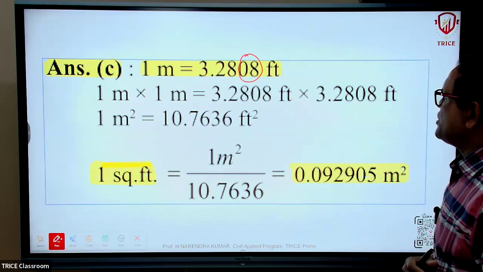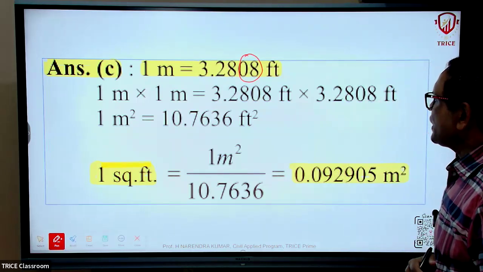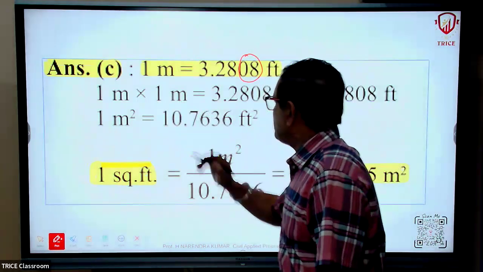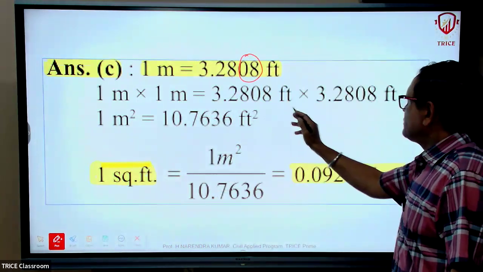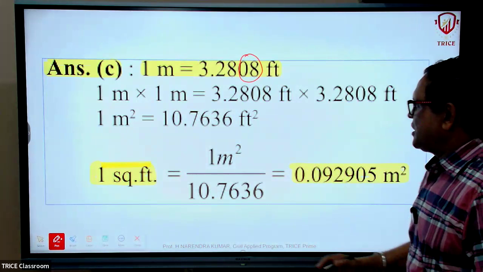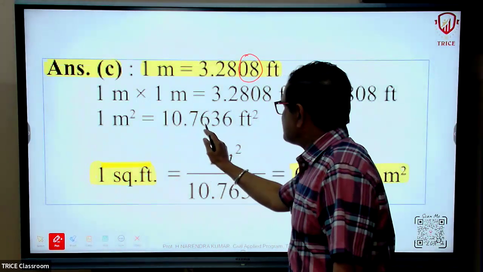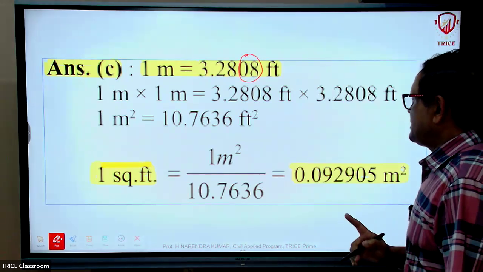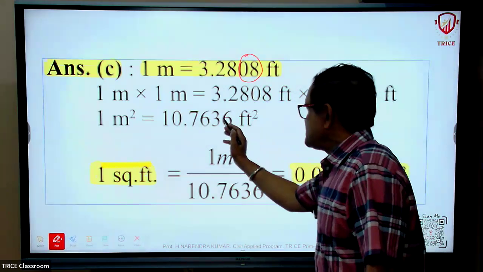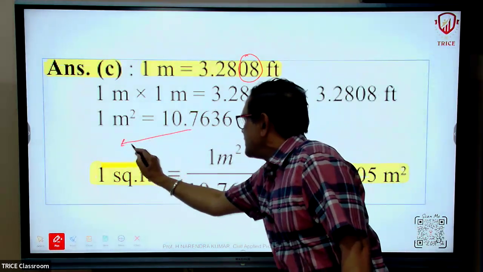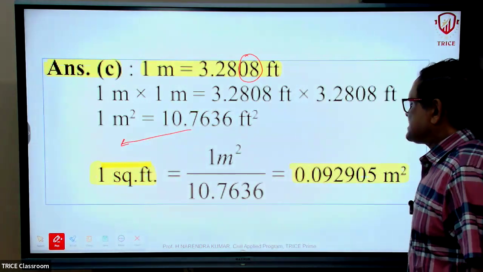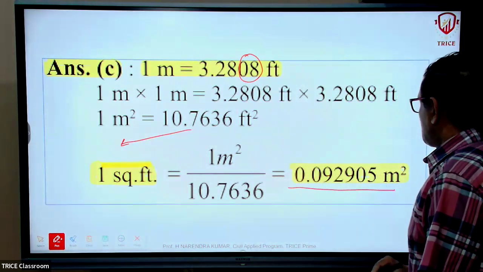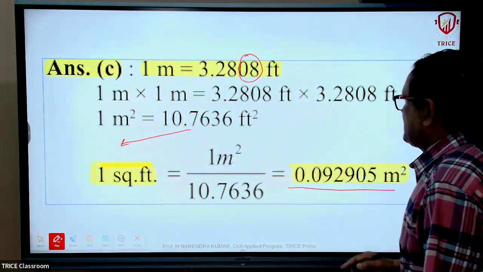So 1 meter is 3.28 foot. What I am going to do is square both sides. So 1 meter multiplied by 1 meter, and on the other side, 3.28 multiplied by 3.28. So I will get 1 meter square is equal to 10.7636 feet square. I want 1 square feet, so I keep 1 square feet, and this goes to the denominator. 1 meter square divided by 10.7636. So you will get the answer 0.0092905 meter square. Exact value.